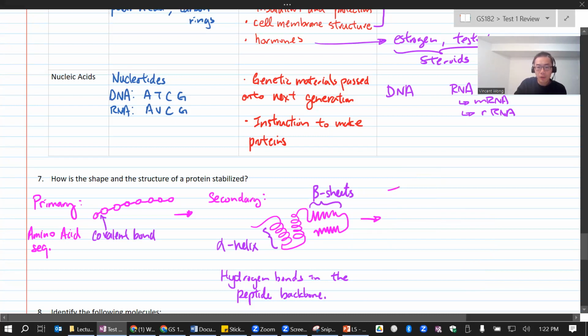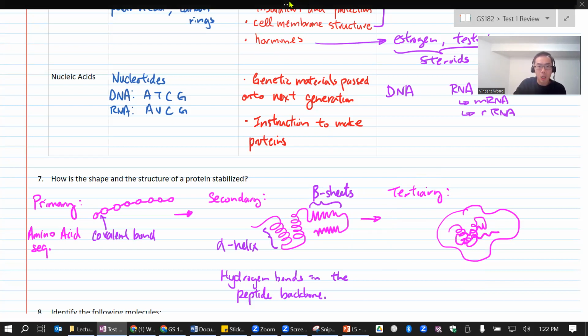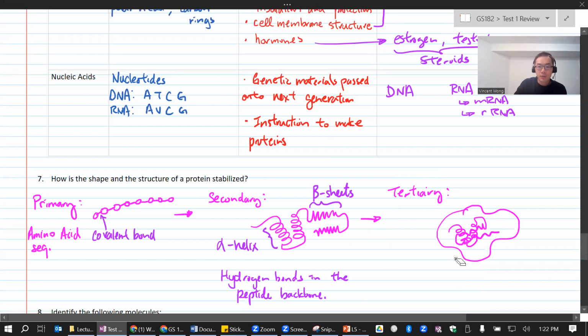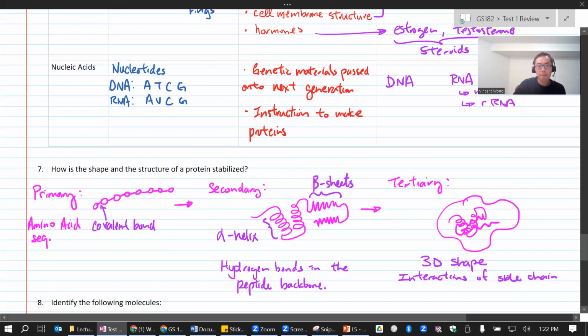And then you have your tertiary structure, which is like the three-dimensional shape, right, of the protein, right? So the protein kind of folds back up on itself and forms like a ball, right? So this is the 3D shape. And it's stabilized by the interactions of side chains. Side chain is the R. Okay.